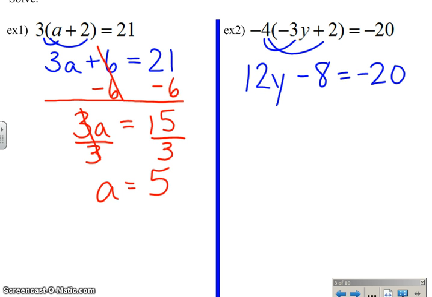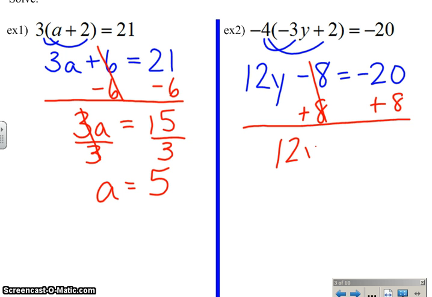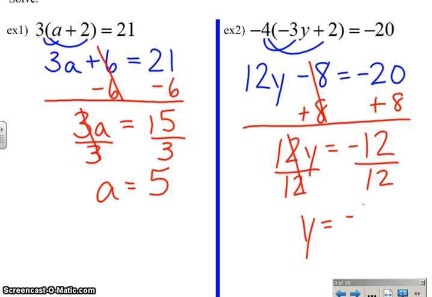Now it's time to undo what's there. So add 8. Our 8s are going to eliminate. And be careful here, we have a negative 20 and a positive 8, which combine to give us a negative 12. Let's undo that multiplication by dividing by 12, and we end up with our answer of negative 1.